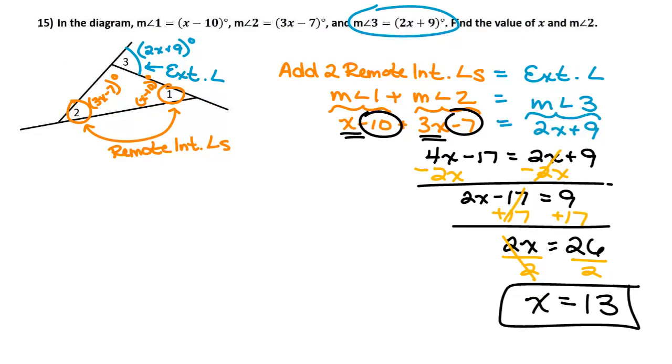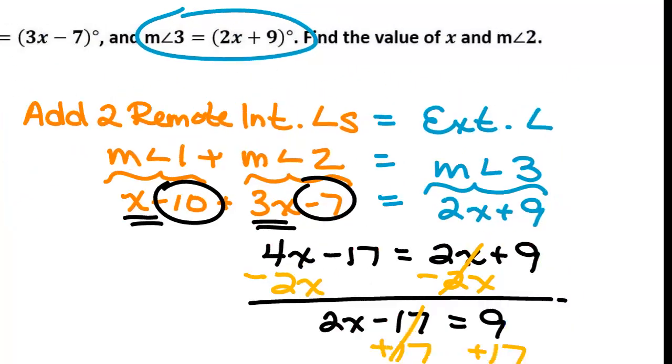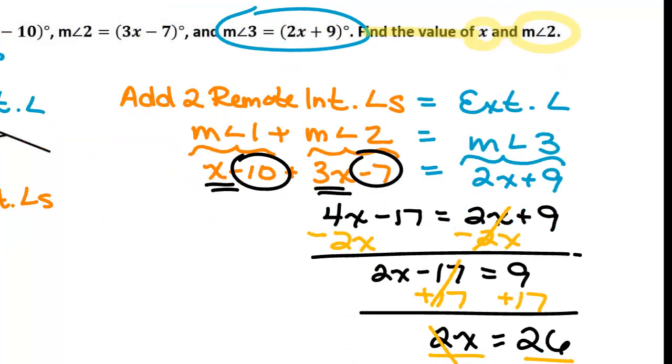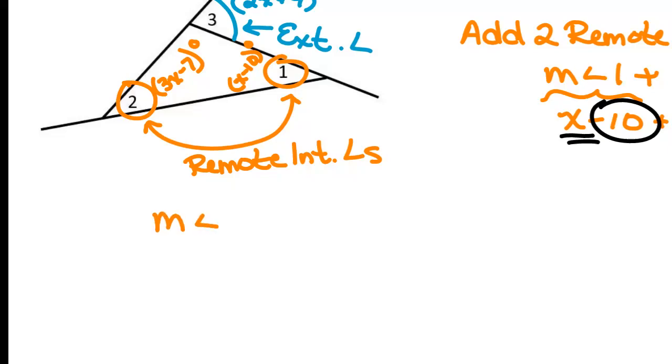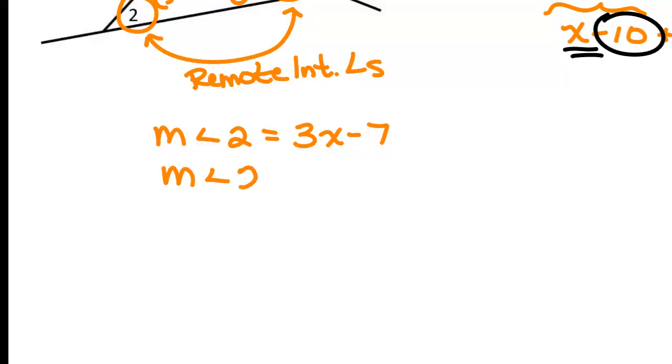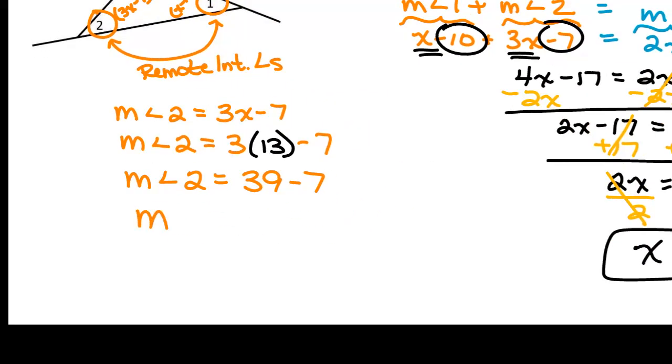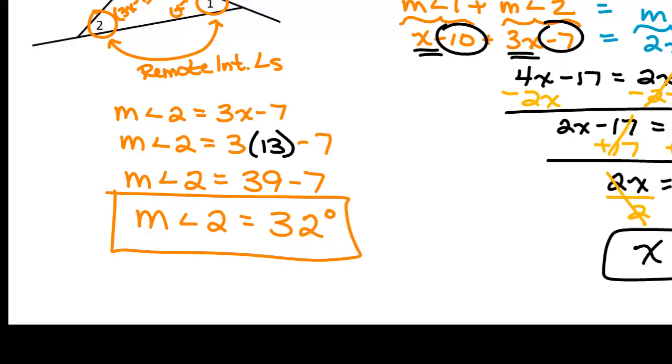Is that the only thing we were asked to find on this problem? No, it said find the value of x and the measurement of angle 2. Well, over here, measurement of angle 2 is 3x minus 7. So we're going to replace the x with 13. So 3 times 13 minus 7. What is 3 times 13? 39. And what is 39 minus 7? 32. We're going to put degrees on this because it's an angle. Anytime we find an angle, we put degrees on it.